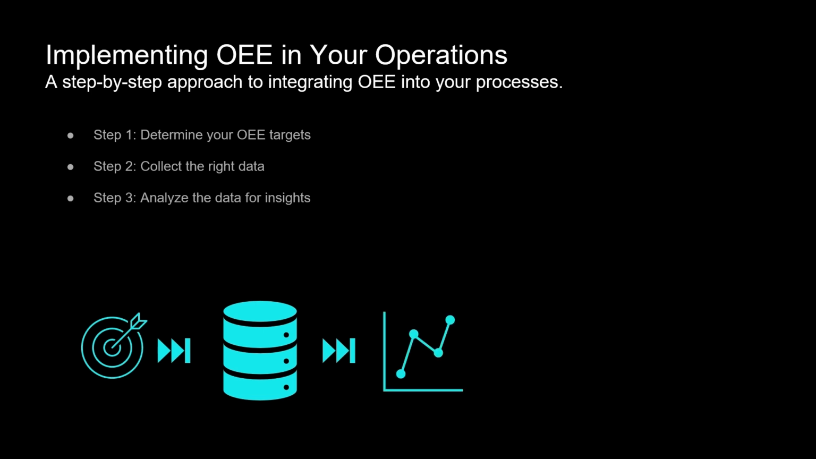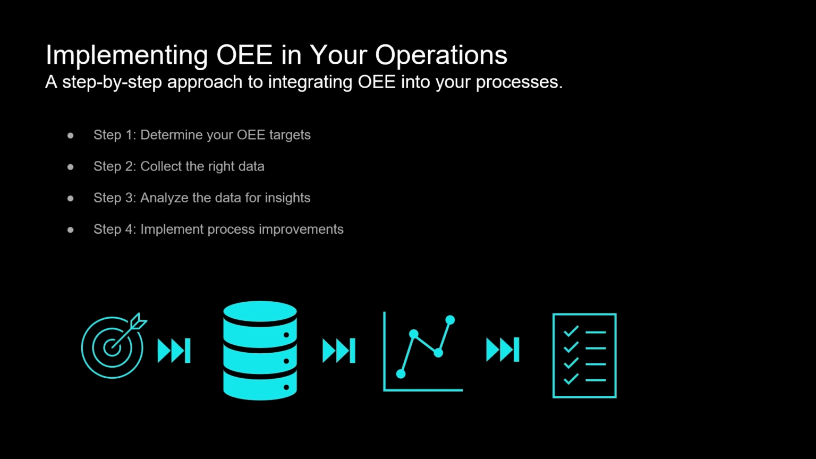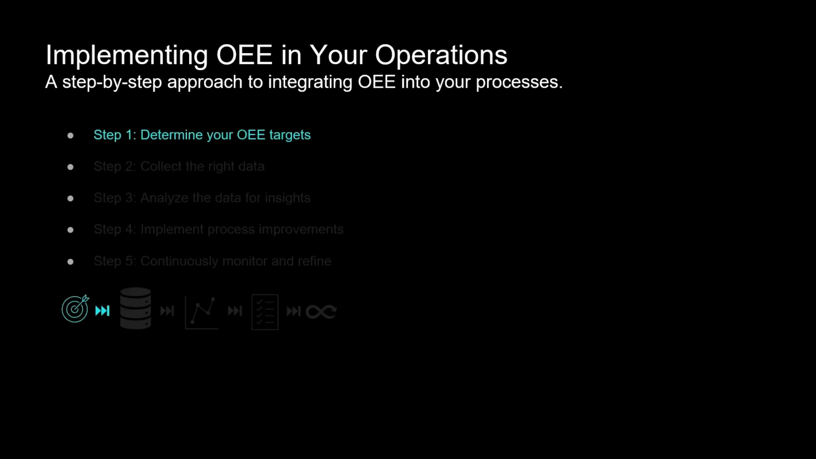Step 3. Analyze the data for insights. Step 4. Take action based on your data analysis to optimize your production processes. Step 5. Maintain and improve performance over time. To provide more details about each step.